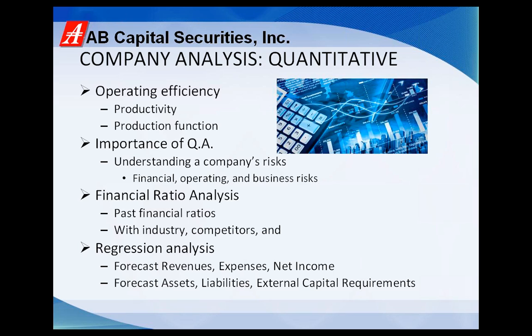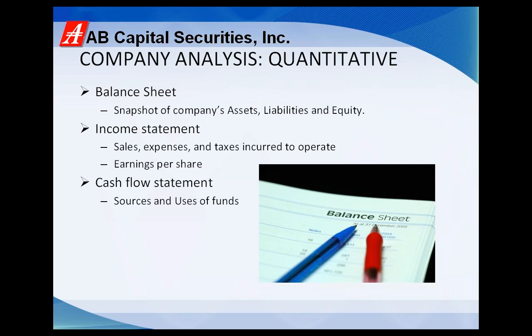Some key information, of course, would come from the financial statements. And there are three important financial statements: the balance sheet, which would show the assets, liabilities, and equity; the income statement, which shows sales and all the way down to the net income of the company. And the third statement, of course, is the cash flow statement, which would show where cash is coming from and how the company's cash is being used.